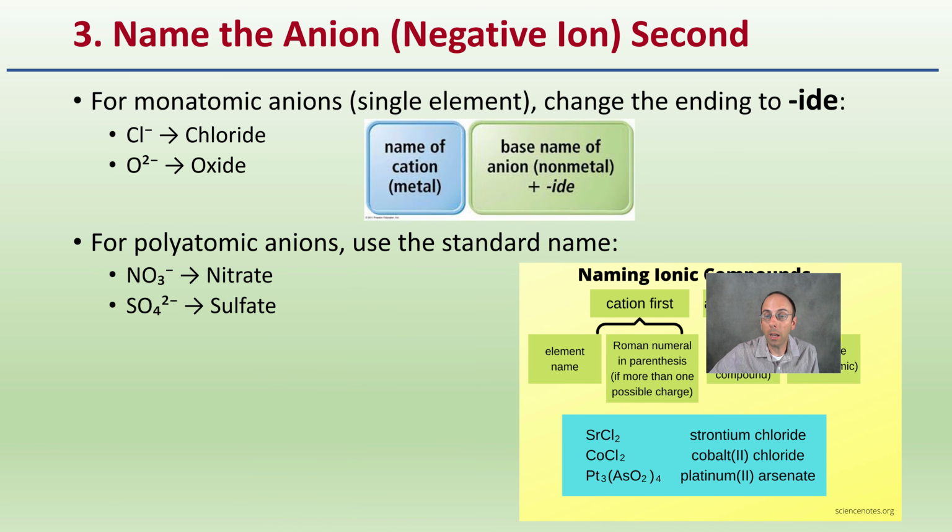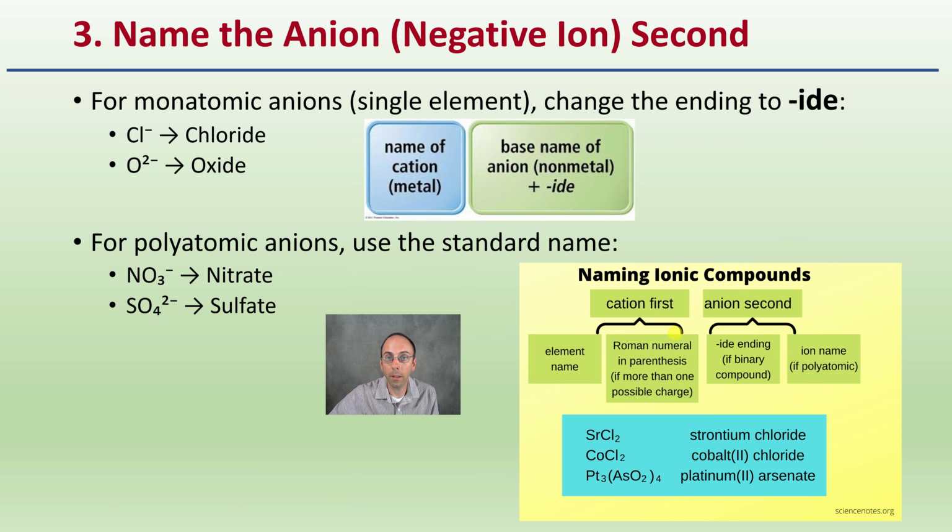Then you want to name the anion, which as a reminder is the negative ion, second. For monoatomic ions, a single element, change the ending to "ide." So instead of chlorine, we'd have chloride. Instead of oxygen, we'd have oxide. So you name the cation metal and the base of the anion, which would be the nonmetal plus "ide." Now for polyatomic ions, we use the standard name.